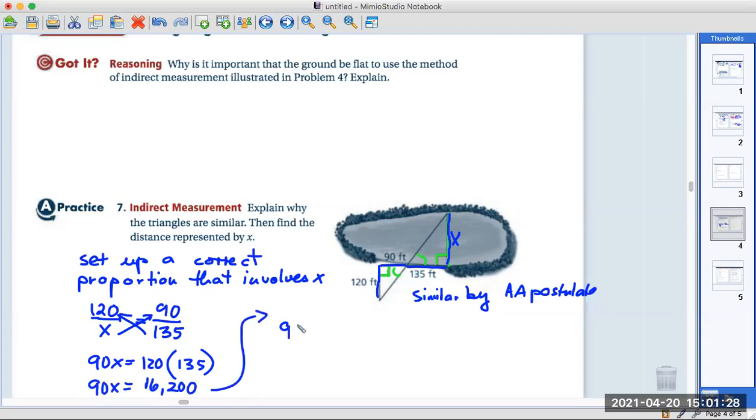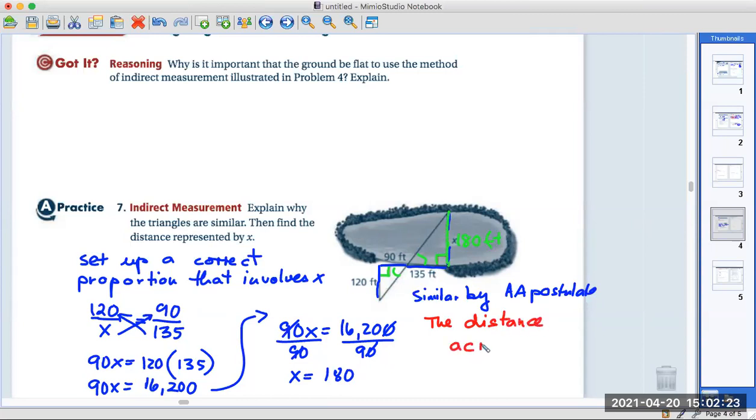Okay, come up here. I'm going to rewrite it. Divide by 90. Remember, X is the distance across the pond that we're looking for. You can also do 1,620 divided by 9, because you can cancel any common zeros to make it shorter. And I believe X is 180. So we know that's 180 feet from here to here. But I'm still going to write a sentence about it. The distance across the lake is 180 feet.